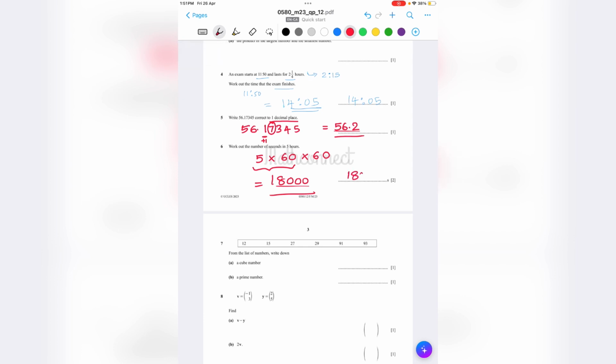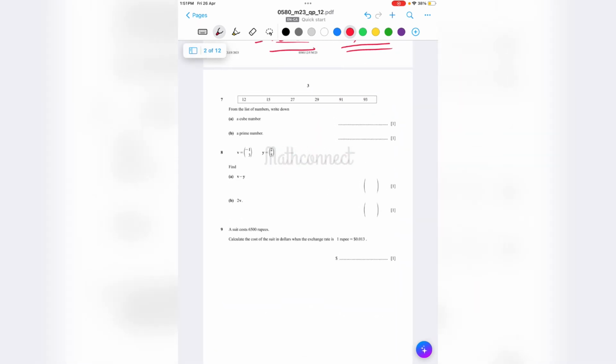So your answer is 18,000. Let's move to question number 7. From the list of numbers, write down a cube number. So we can find out a cube number from this as 27. We know that 27 is 3 cube. So your answer is 27.